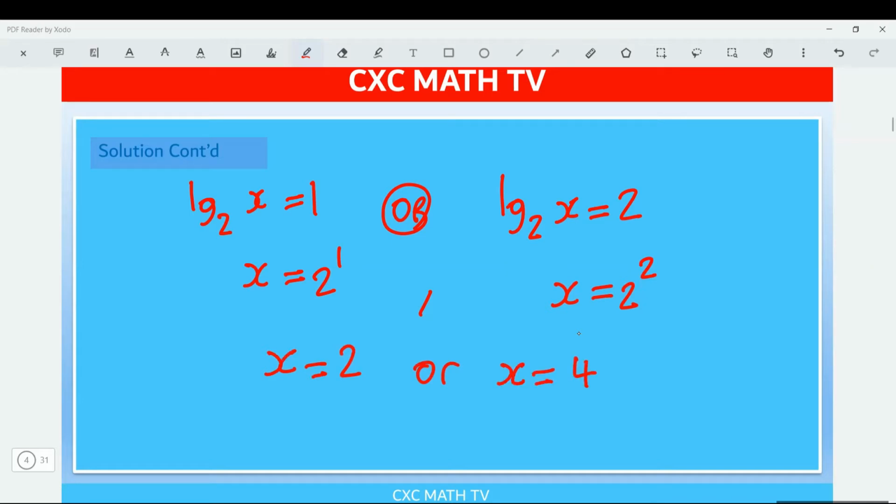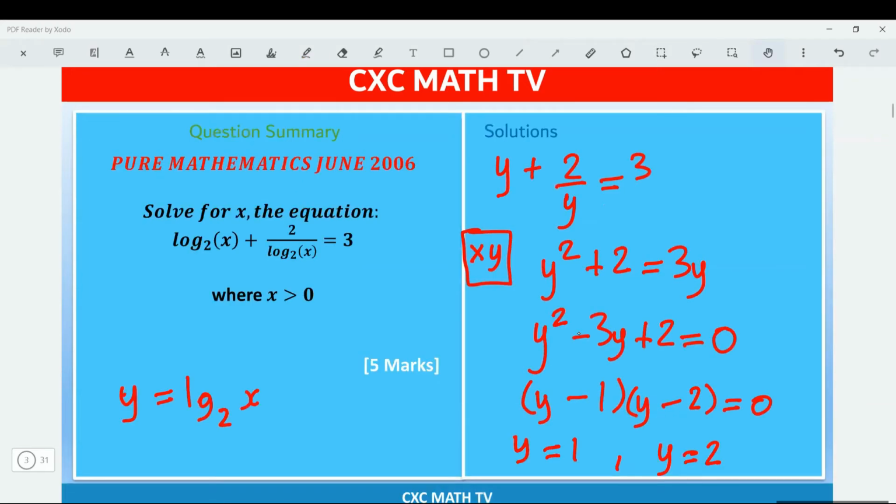That's the answer. x equal 2 or x equal 4. That's how we would take on this question. Nice and easy. So right here, we got the answer to be x equal 2 or x equal 4.